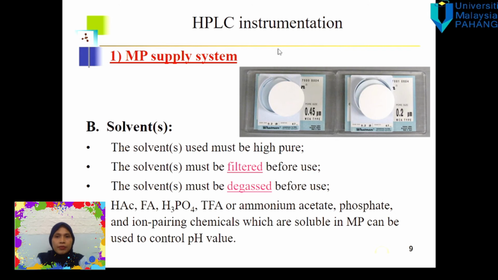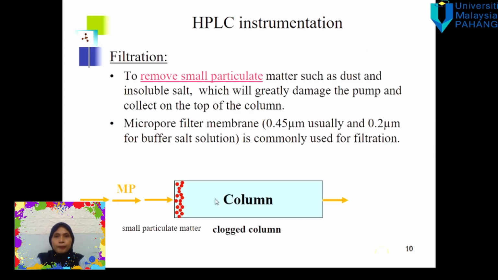This is the membrane filter with 0.45 micrometer pore size. This membrane filter will be used for the filtration part. Filtration is important to remove small particulate matter such as dust and insoluble salt. Why do we need to remove them? They can damage the pump and collect on the top of the column, which means they clog our column. That's why we use a membrane filter of 0.5 micron, and 0.2 micron for buffer salt solution.